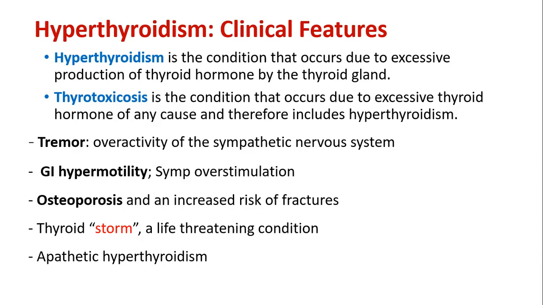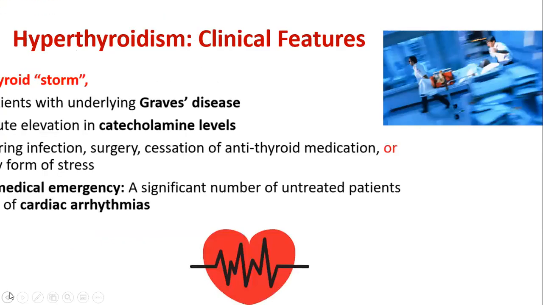Always keep these in mind: heat intolerance, palpitations, diarrhea, tremors. In hypothyroidism, it will go the other way. So, increased osteoporotic activities, and thyroid storm. This is a very life-threatening condition. We also talk about apathetic hyperthyroidism. These two we'll see some more later.